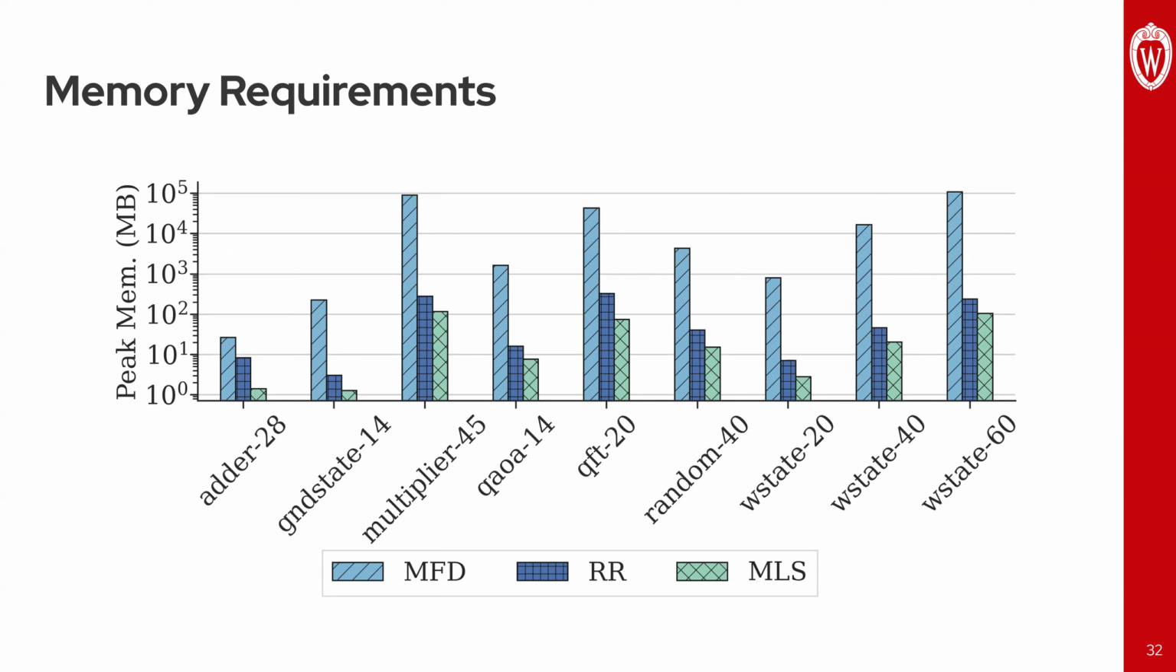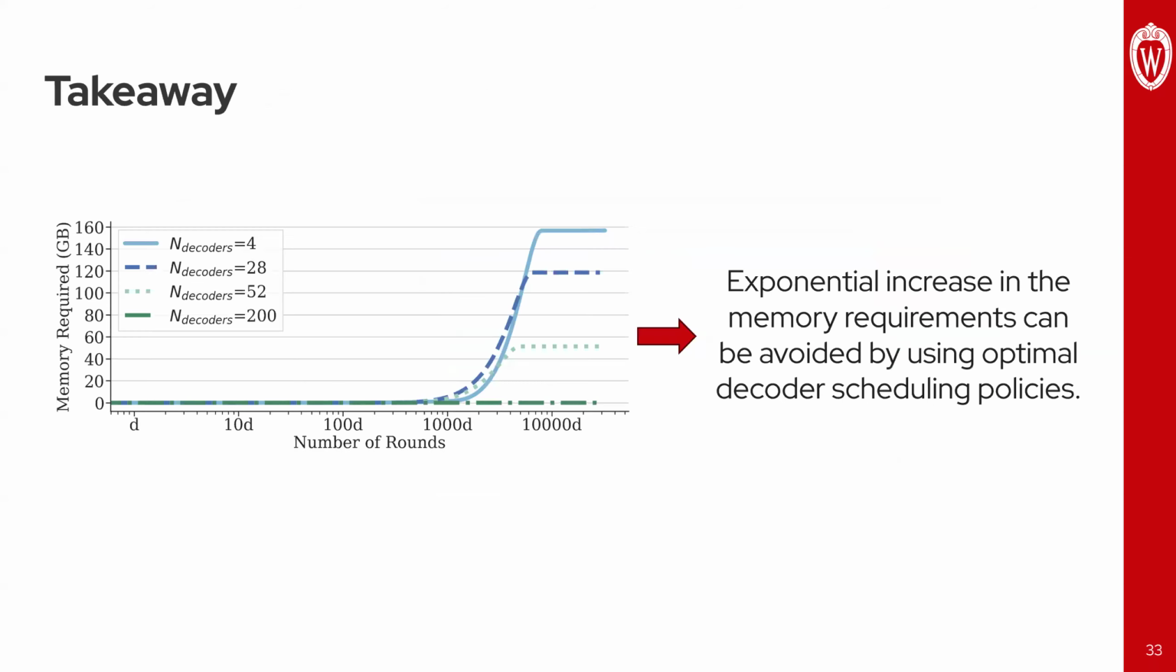So by using an optimal scheduling policy, which is the MLS policy in this case, we were able to reduce the memory requirements for all these workloads and also reduce the number of decoders that we need for implementing quantum error correction on the system. So what's the takeaway of all of this? You remember this graph from earlier? If we reduce the number of decoders, the memory requirements started increasing exponentially. This exponential increase in the memory requirements can be mitigated and avoided by using a very optimal scheduling policy. And this is the key takeaway of all that I've talked about today.